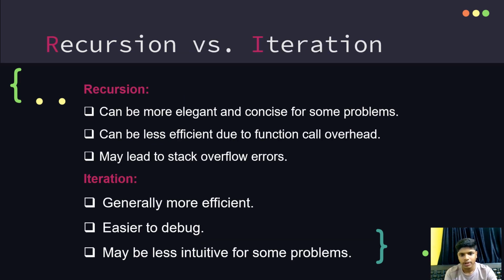Now let's compare recursion with iteration. Recursion is elegant, can be more intuitive for some problems, but can have a performance overhead and may lead to stack overflow. Next is iteration, generally more efficient, easier to debug, but might be less intuitive for certain problems.